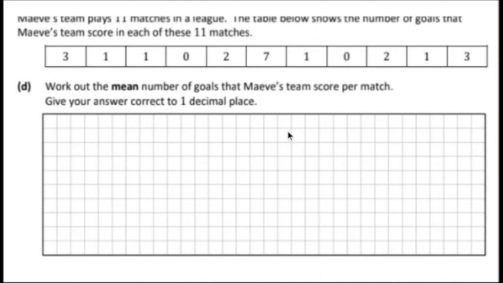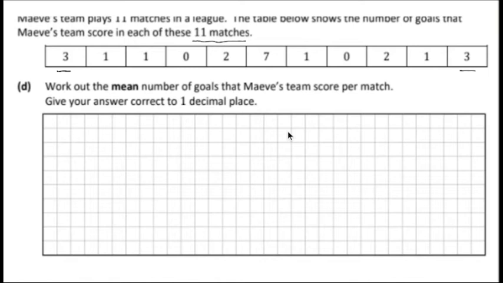We're going on to the goals per game now. So for 11 matches, these are the number of goals per game. As you can see, that we have 3 goals in one of the games and 3 goals in the last game as well. So let's work out the mean.